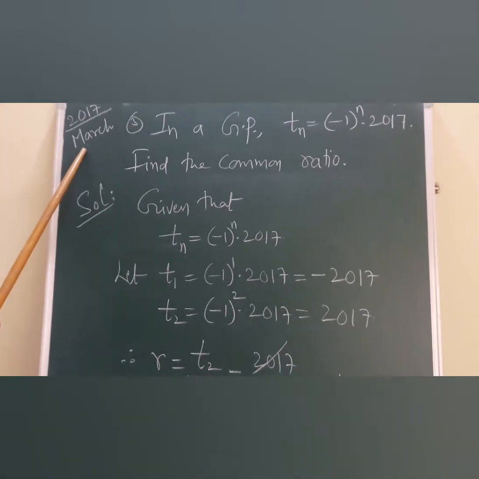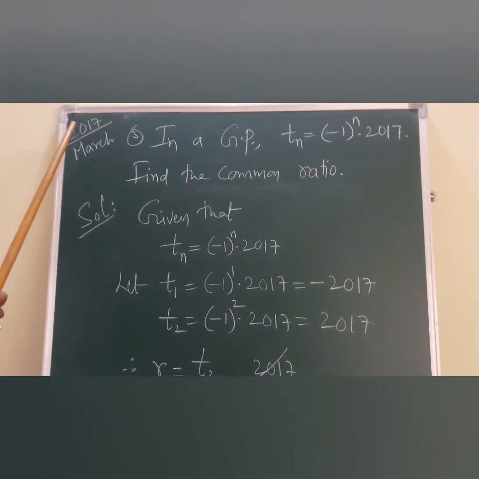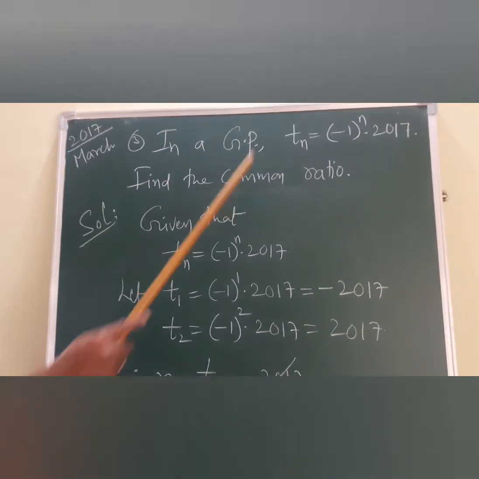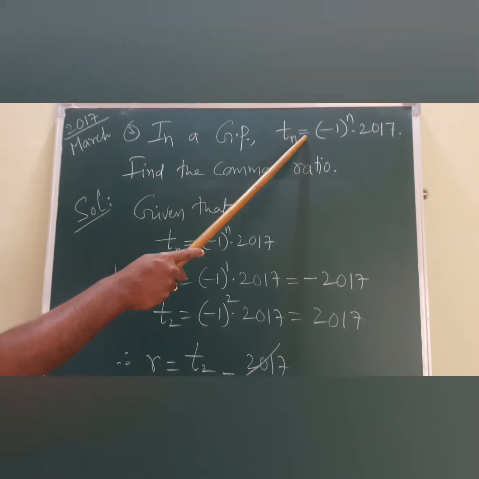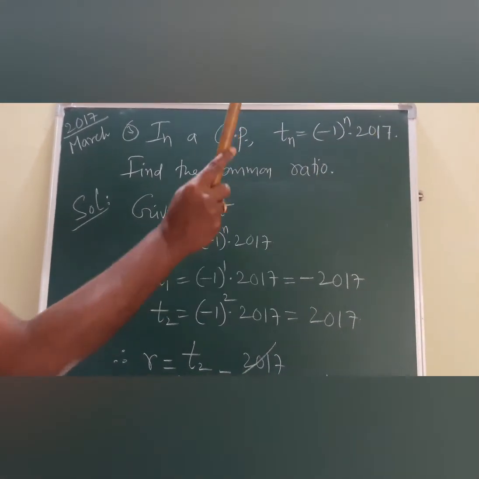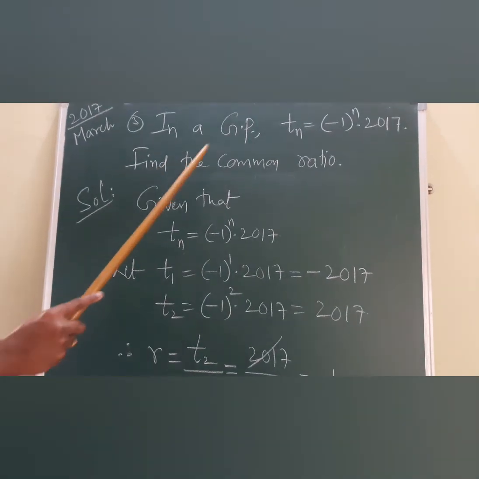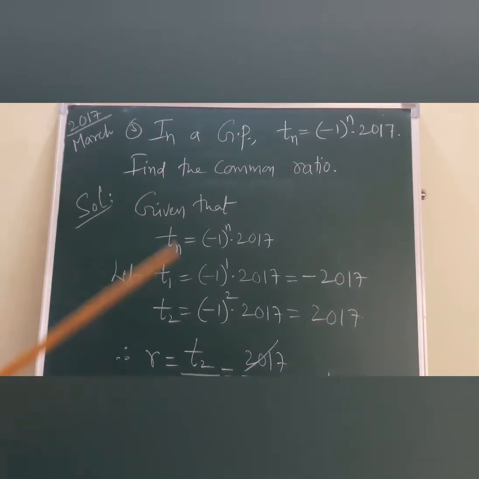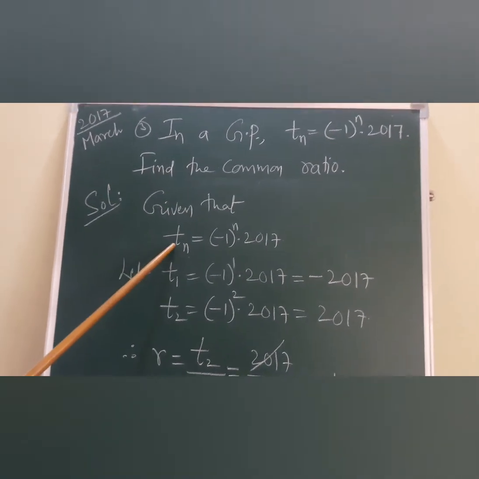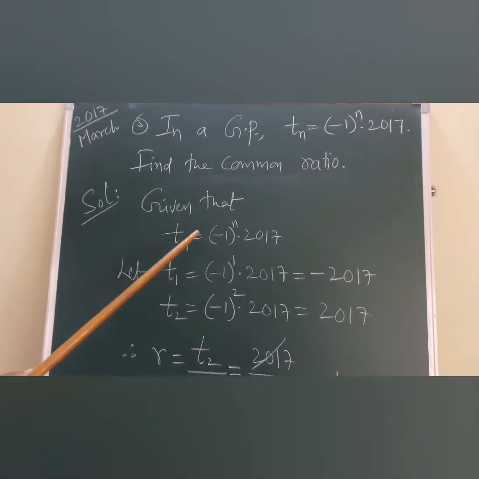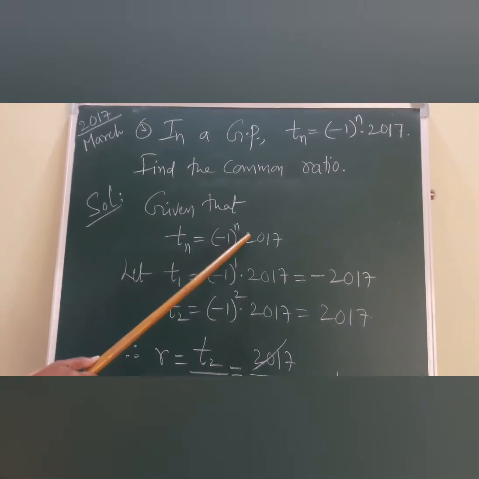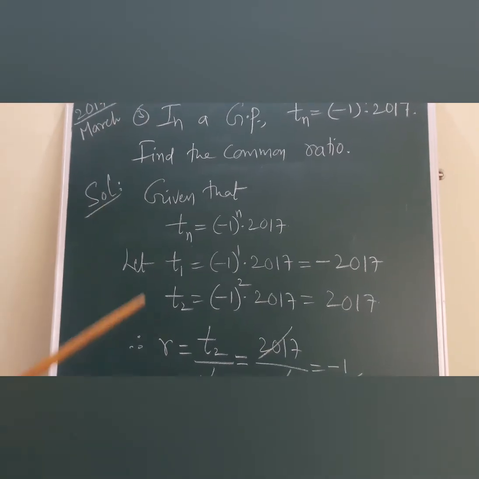Now let us discuss previous problem from 2017 March. In a GP, tn is equal to minus 1 power n into 2017. Find the common ratio. Given that tn, the nth term, is equal to minus 1 power n into 2017.